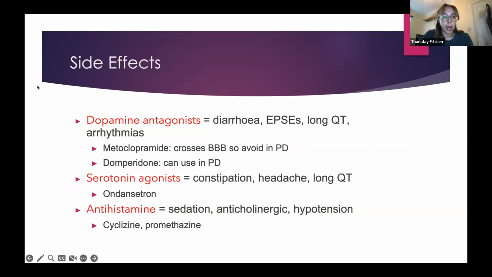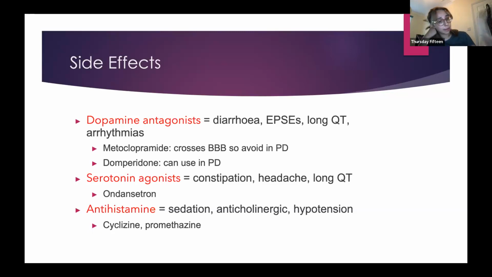nausea. So some key side effects to remember: the dopamine antagonists, metoclopramide and domperidone, can cause diarrhea, and they can also cause extrapyramidal side effects. So your classic pseudo-Parkinsonism stuff with the shuffling gait, bradykinesia. They can also cause acute dystonias and akathisia, that restlessness. They're also associated with long QT and arrhythmias.